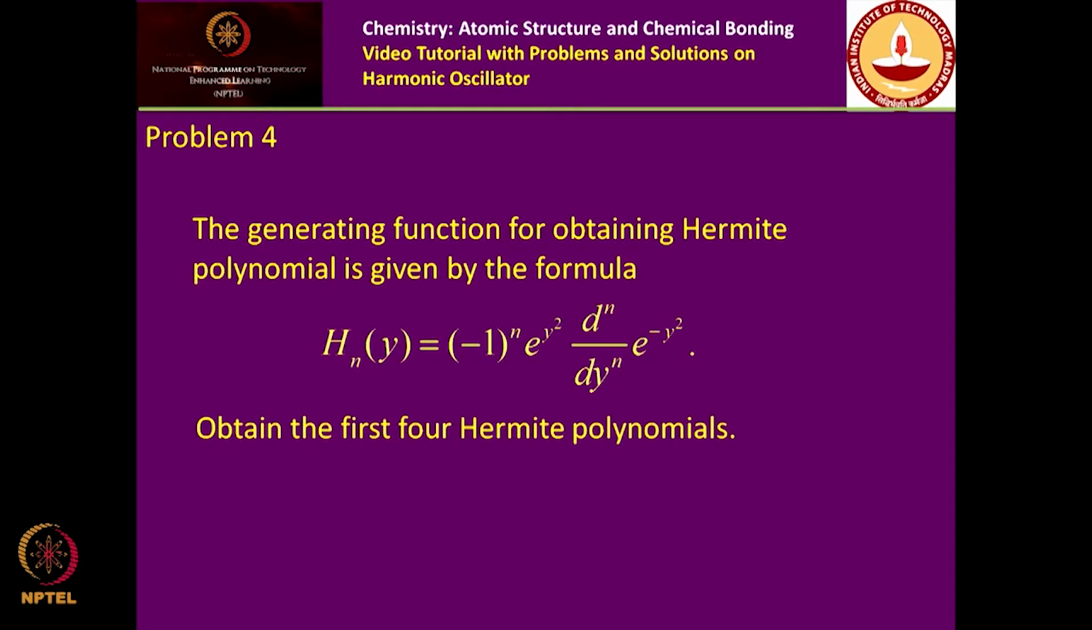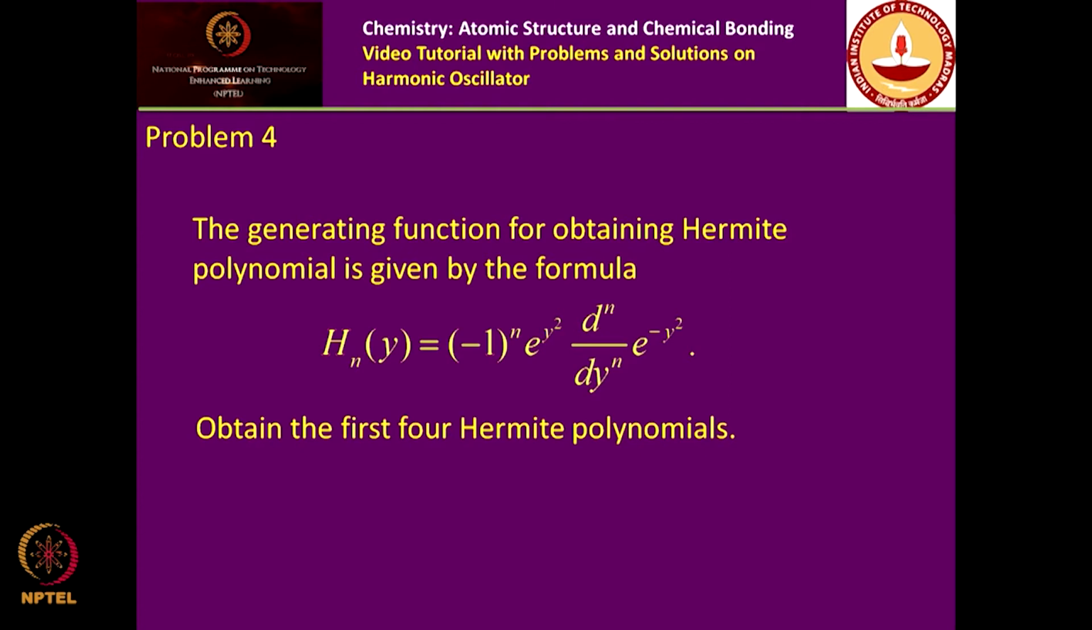Problem number 4. There is another way of calculating the Hermite polynomial using what is known as a generating function, and the generating function now involves the derivatives, and you can see the generating function for the Hermite polynomial is given by this formula from the mathematics of the Hermite equation. H n of y is minus 1 raised to n, exponential y squared, and the nth derivative of exponential minus y squared, and using this obtain the first 3 or 4 Hermite polynomials.